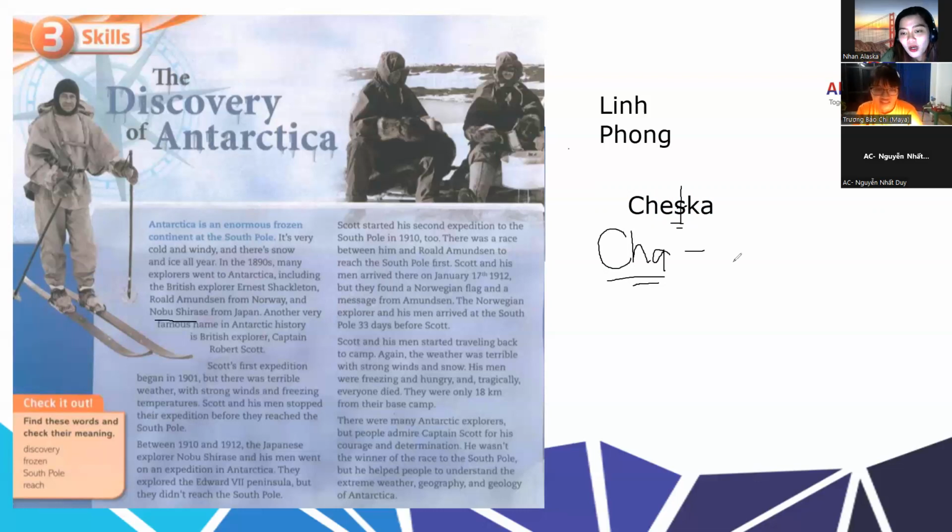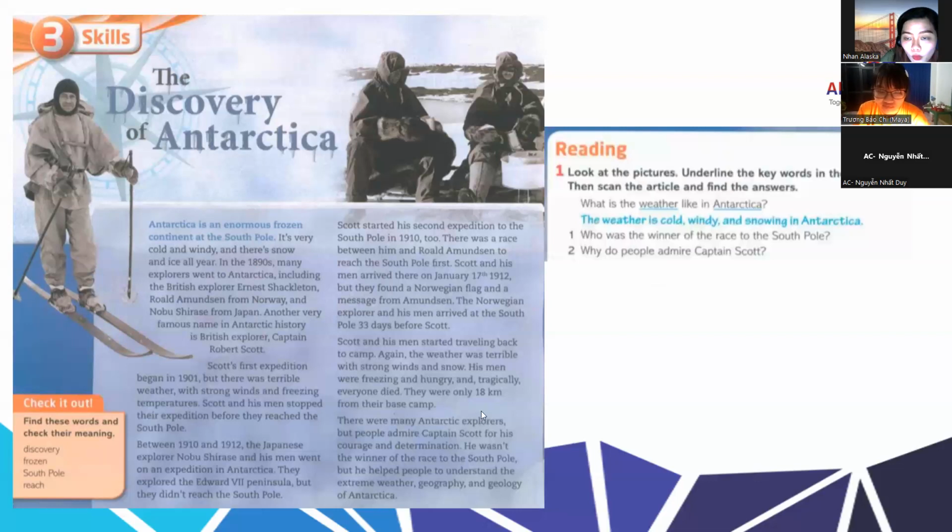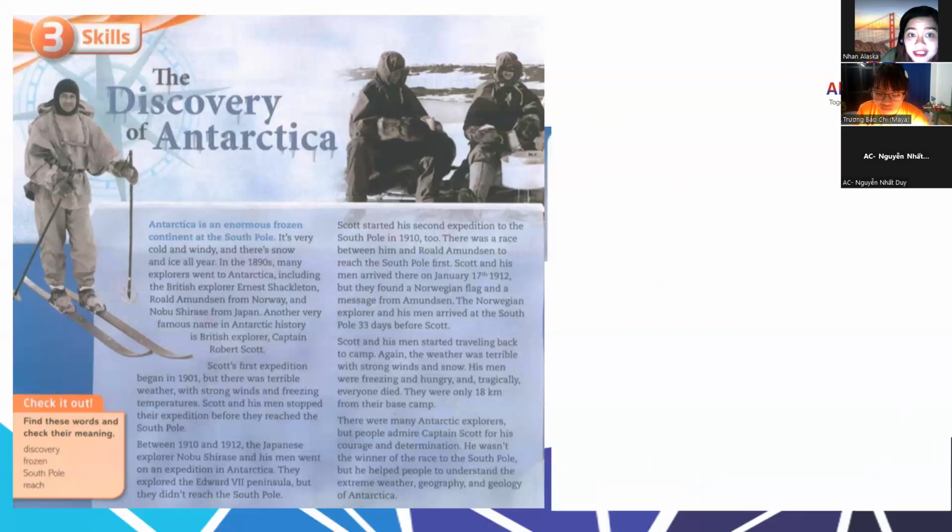Okay, so now what we're going to do next is this one. Maya, we're going to read it again, but this time we are going to analyze it per paragraph. Meaning, we are going to analyze deeply what happened in the discovery of Antarctica. So I'll be reading it for you.